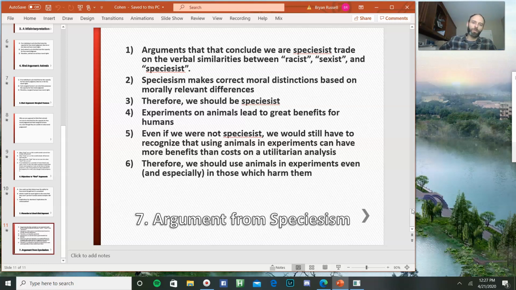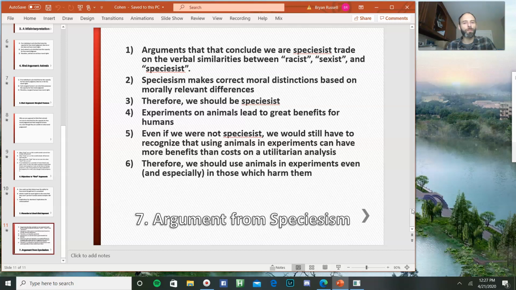Experiments on animals lead to great benefits for humans. Even if we were not speciesist, we would still have to recognize that using animals in experiments can have more benefits than costs on a utilitarian analysis. Therefore, we should use animals in experiments, even and especially those which harm them, if they have greater benefits that come out of them. Now, a utilitarian like Peter Singer is going to say, yeah, we're not in principle against animal testing, just in those cases where it doesn't lead to more good.